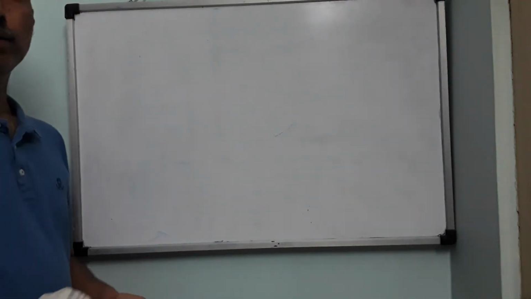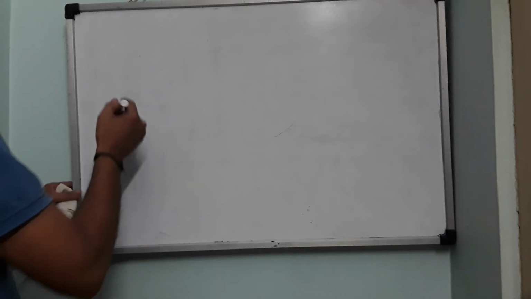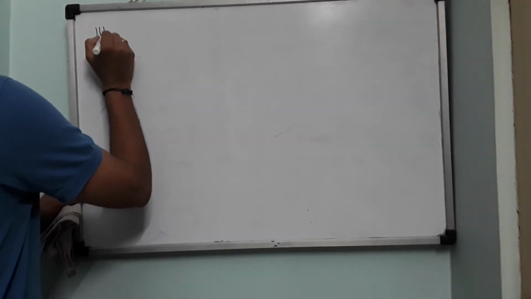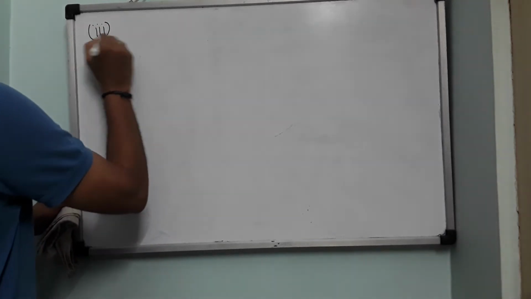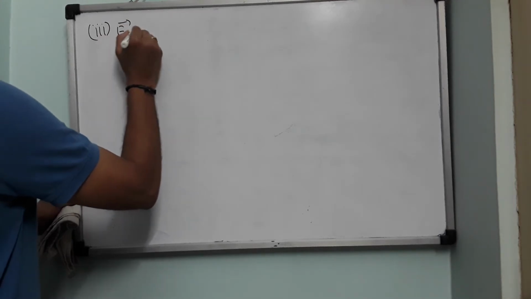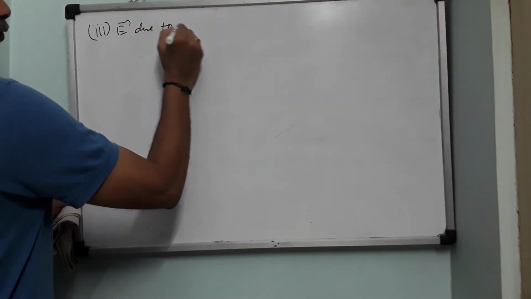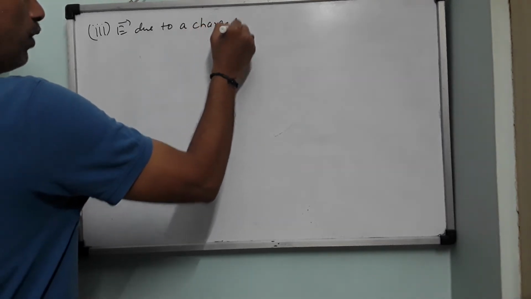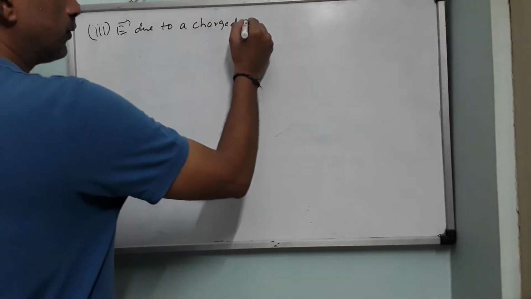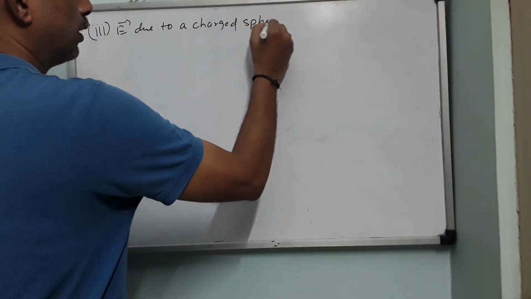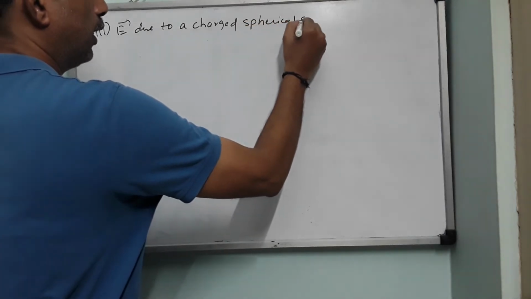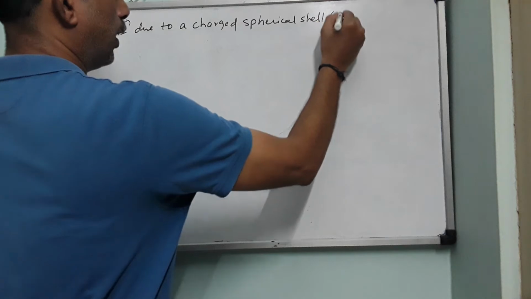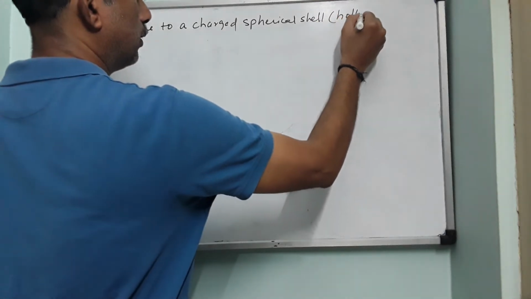Now we move to the third application of Gauss law, that is electric field due to a uniformly charged spherical shell. This is also known as a hollow sphere.